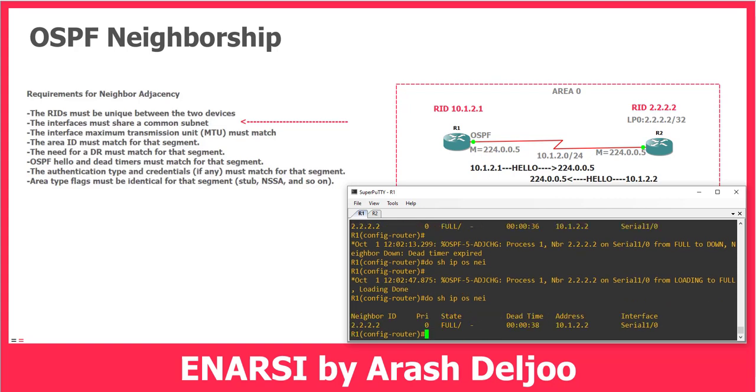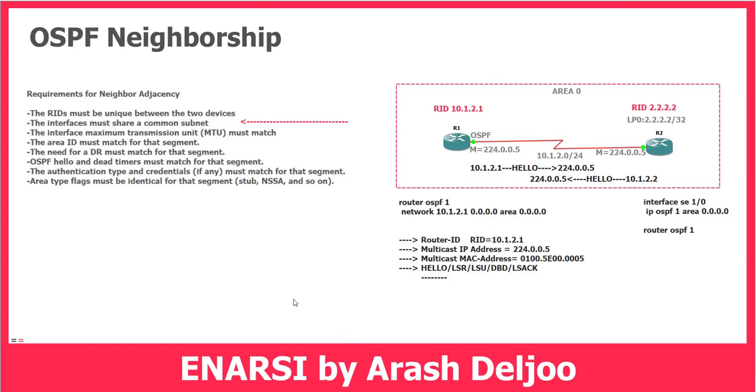Also here, do show ip ospf neighbor. This is the next requirement related to the neighborship. Let me talk about the next neighborship condition or neighborship requirement. The interface maximum transmission unit, or MTU, must match. Here, let me give you a little more information.